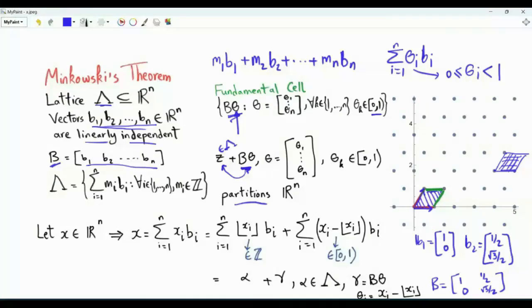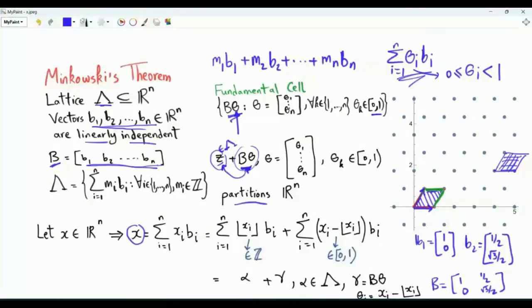What does this mean? It means that any general vector in the n-dimensional space can be written as the sum of two terms. One of them is a lattice point, and the other one is a linear combination of the basis vectors with coefficients that are greater than or equal to 0 and strictly less than 1. To show this, let's take vector x. It's a general vector in the n-dimensional space. It is not necessarily part of the lattice.